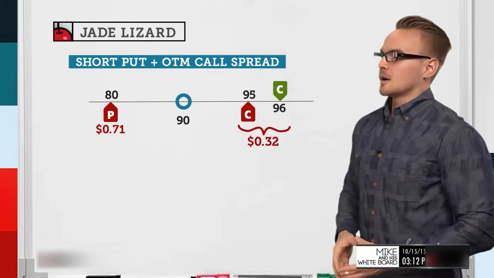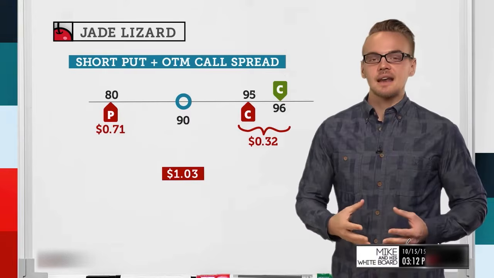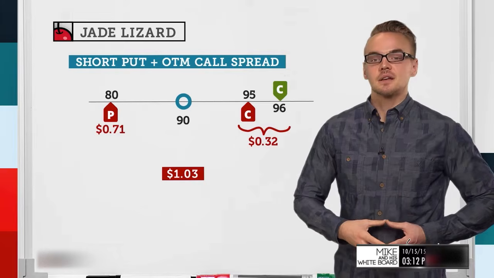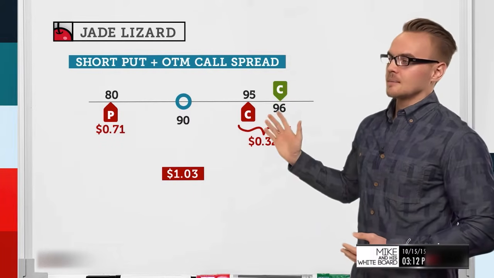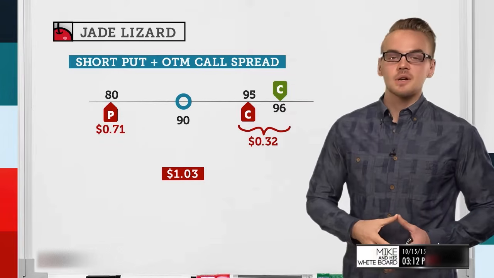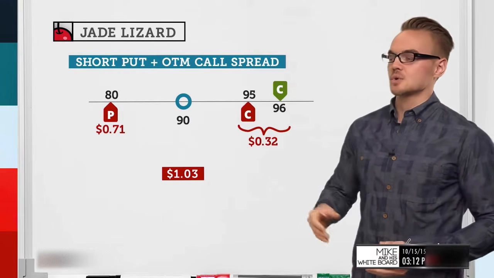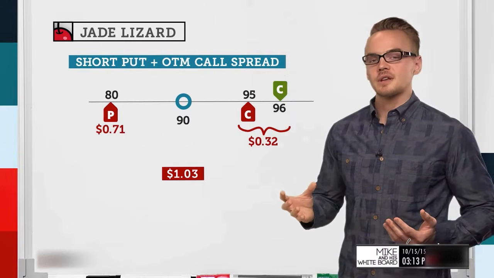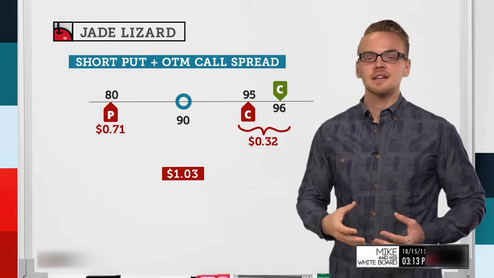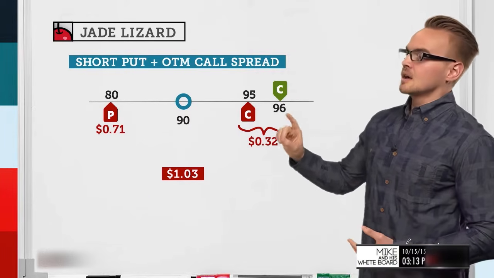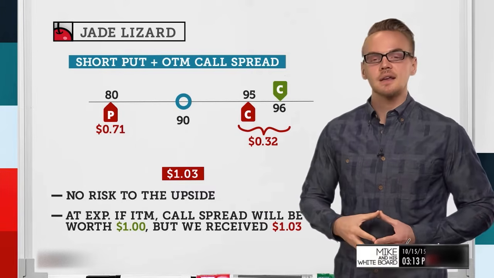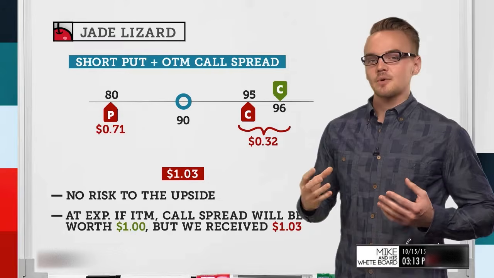So let's say we've got the stock price at 90, and we go ahead and sell the 80 put for 71 cents. So again, if the stock price is anywhere out of the money, so if the stock price is above that 80 strike, we're going to keep that 71 cents. Now, we're also selling a short call spread, and we're selling it for 32 cents. So you can see that listed here, which gives us a total credit of $1.03. Now, we have no risk to the upside on this trade, and that's because we have a $1 wide call spread, and our credit was $1.03.